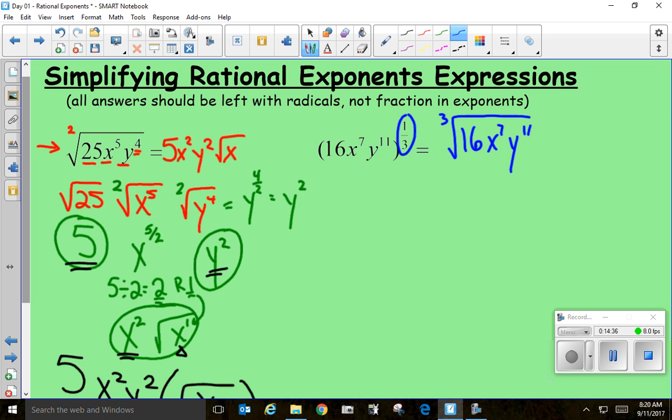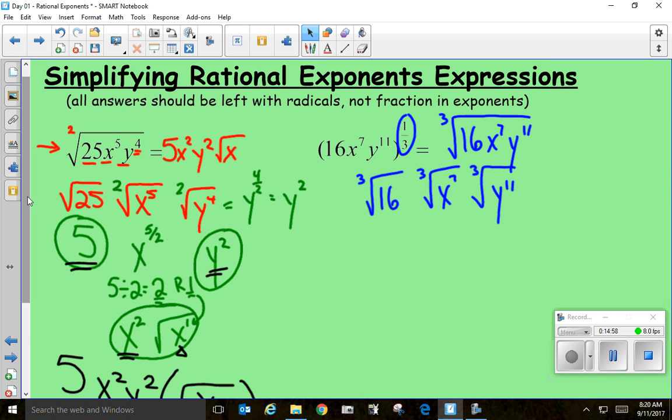Yeah, I'm going to take the cube root of all 3 of those terms individually and put it back together. All right? I've got the cube root of 16, times the cube root of x to the 7th, times the cube root of y to the 11th. Right now, 16 is not a perfect cube. It's a perfect square. Don't tell me it's 4. Oh my God, don't tell me it's 4. I know, some of you are going to.